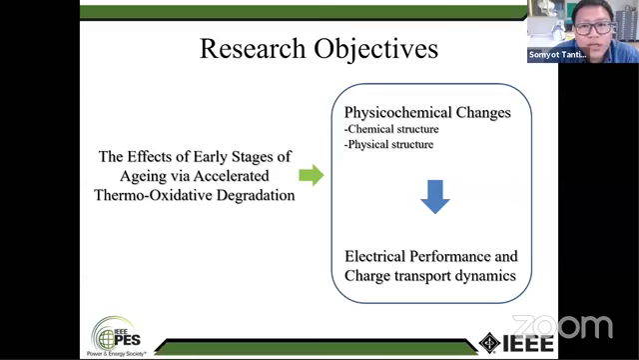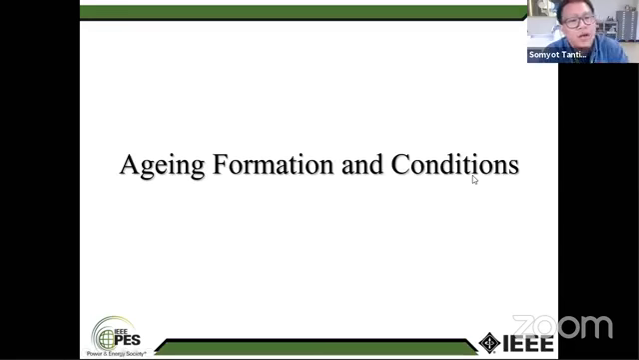So this is the research objective. I would like to study the effect of the early stage of aging associated with accelerated thermo-oxidative degradation that has an effect on the physical and chemical change related to chemical structure, physical structure, and electrical performance and charge transport dynamics. So now we go to aging formation and condition.